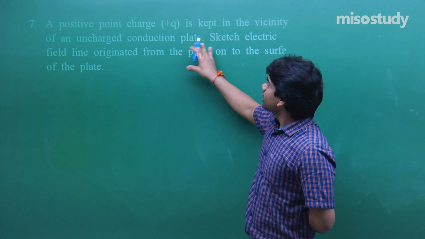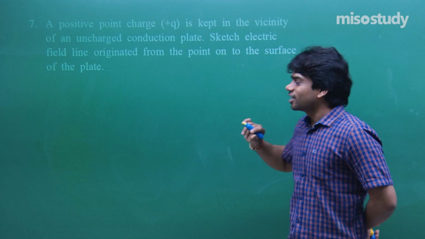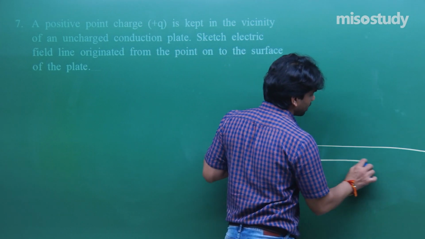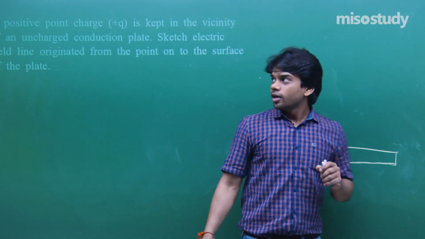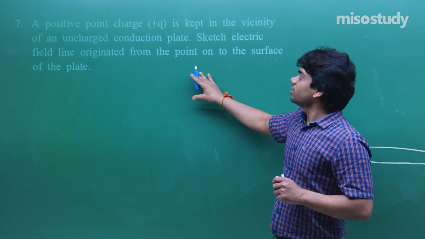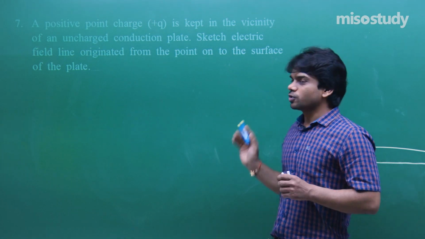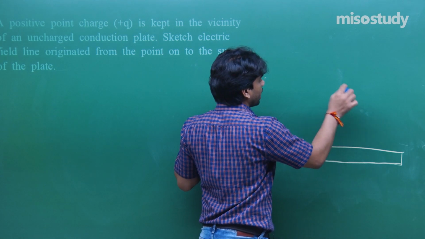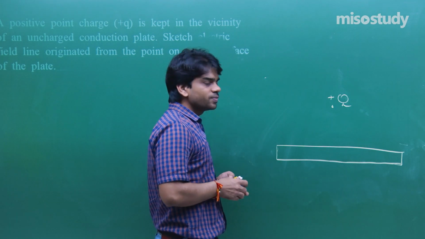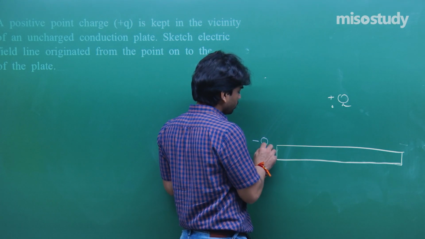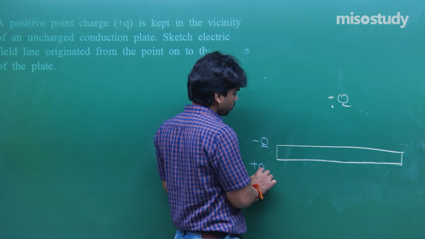A positive point charge plus Q is placed in the vicinity of an uncharged conducting plate. So if I make it, this is the uncharged conducting plate. Let's say the charge is kept here. Already I have shown you here. Charges will be induced. Minus Q charge will be induced and plus Q charge will be induced here.